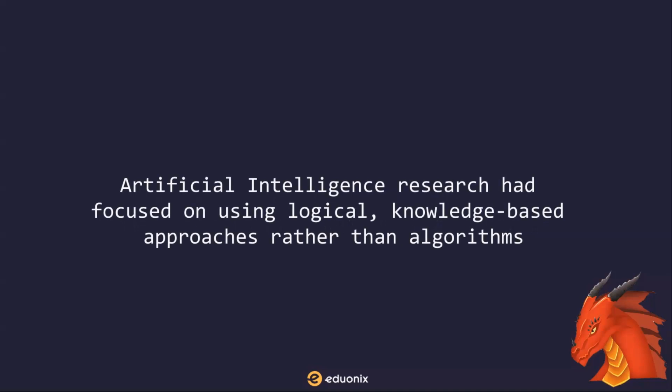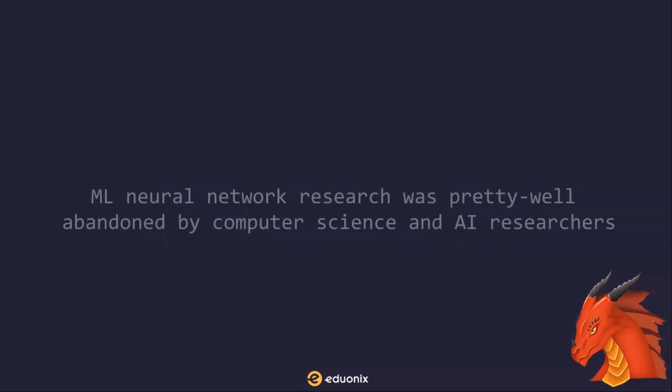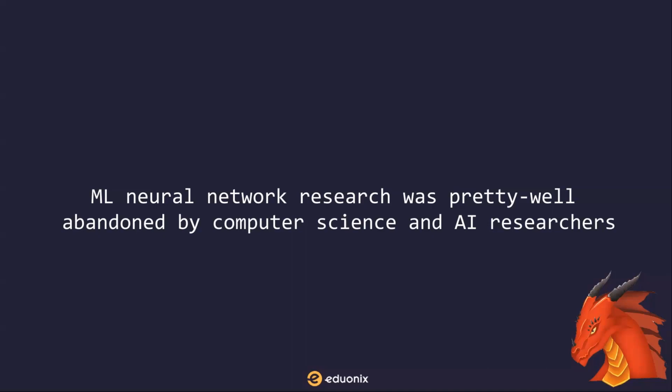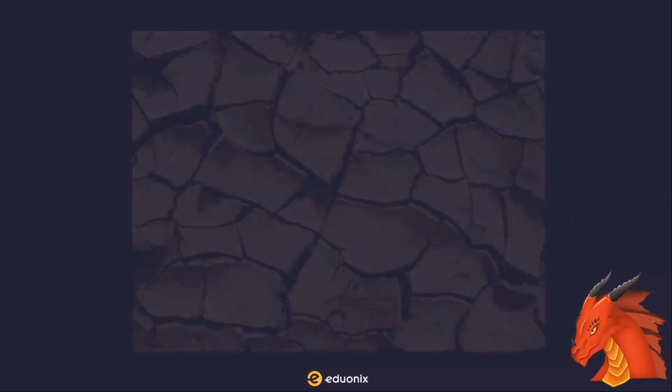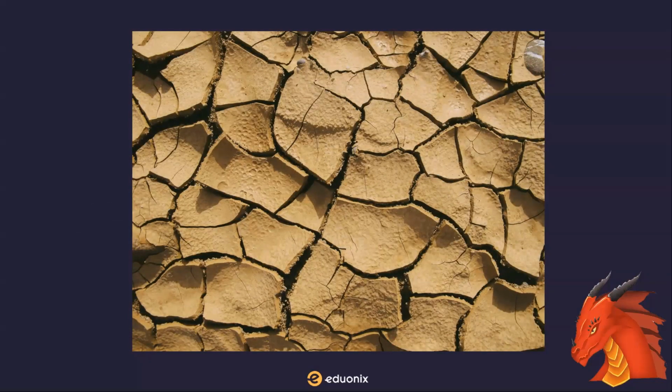In the 1970s and early 1980s, artificial intelligence research had focused on using logical, knowledge-based approaches rather than algorithms. Additionally, ML neural network research was pretty well abandoned by computer science and AI researchers. This caused a schism between artificial intelligence and machine learning. Until then, machine learning had been used as a training program for AI.